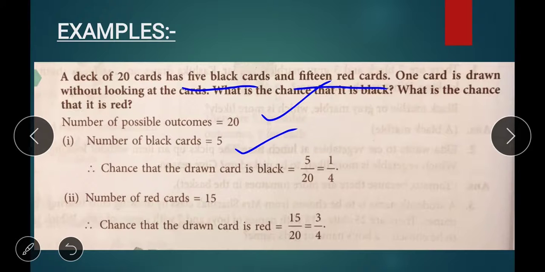So the chance that the drawn card is black is 5 by 20, which is equal to 1 by 4. Is it clear? Number of red cards is 15. Chance that the drawn card is red is 15 by 20, which is equal to 3 by 4. Students, listen. If you add 1 by 4 plus 3 by 4, that is equal to 4 by 4. If you cancel it, the answer is 1. P of E equals 1. Is it clear?